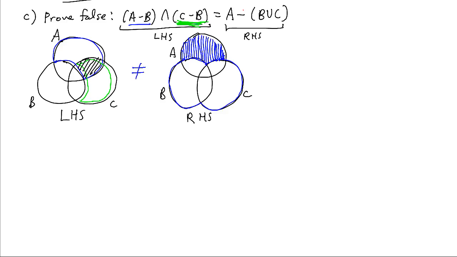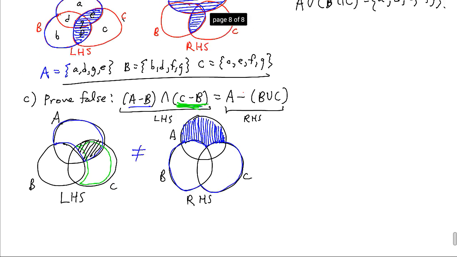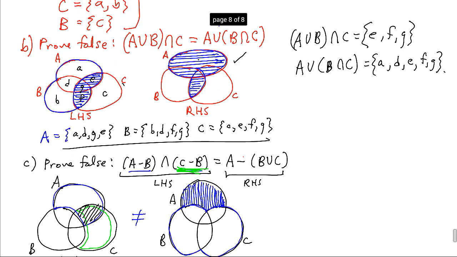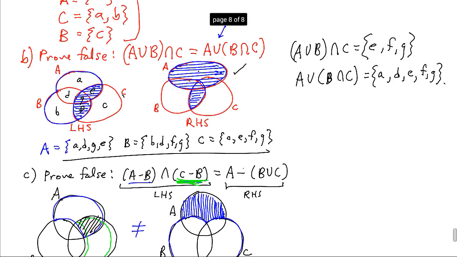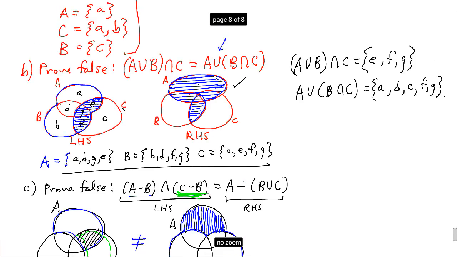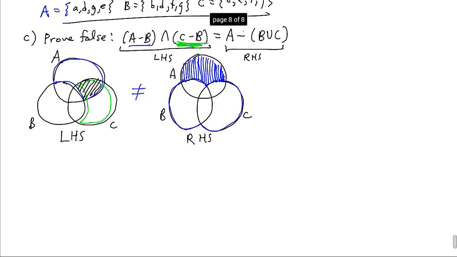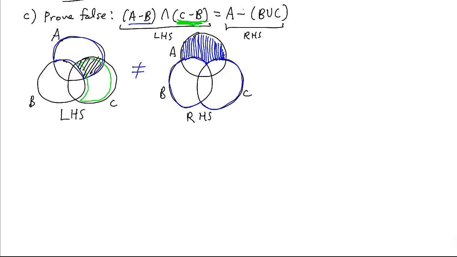I can use the same sets as before to demonstrate this. In the previous problem, I made three sets, A, B, and C, such that we had all 8 possible regions here, and the same set of elements will work for this. I'm not going to do it for every single one of them.